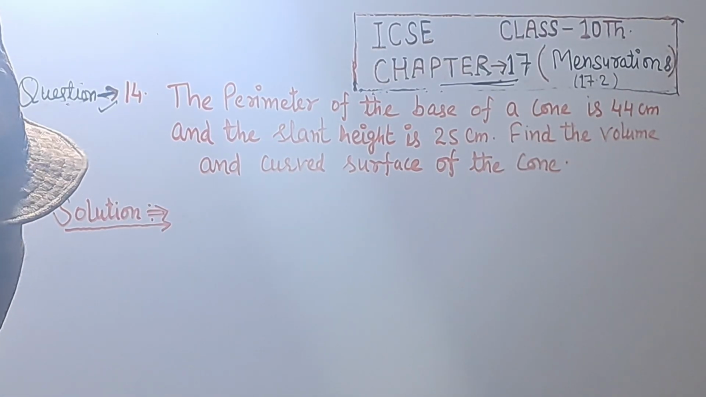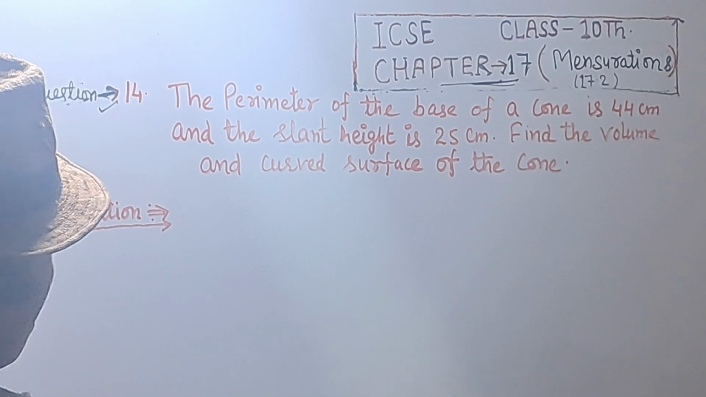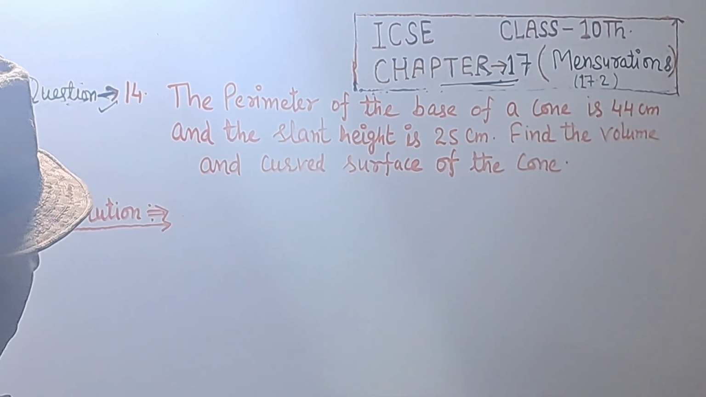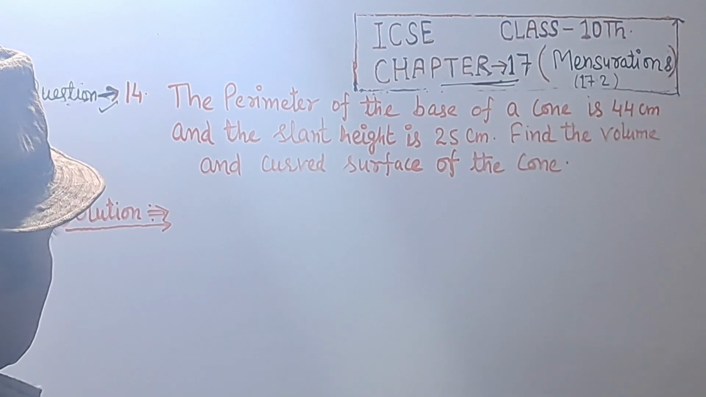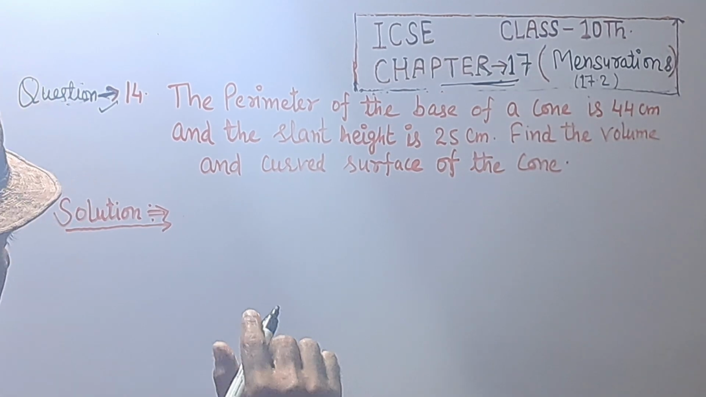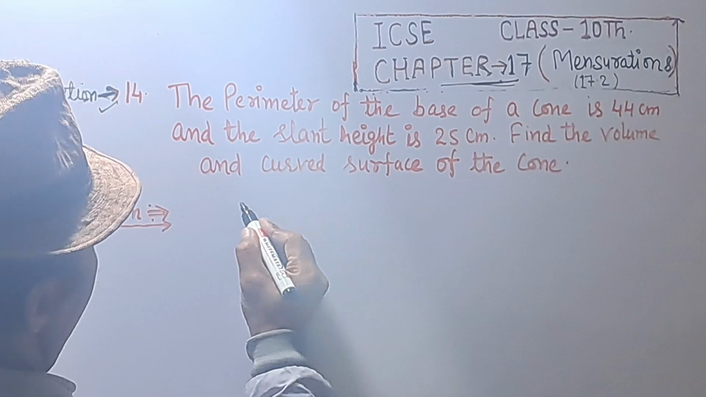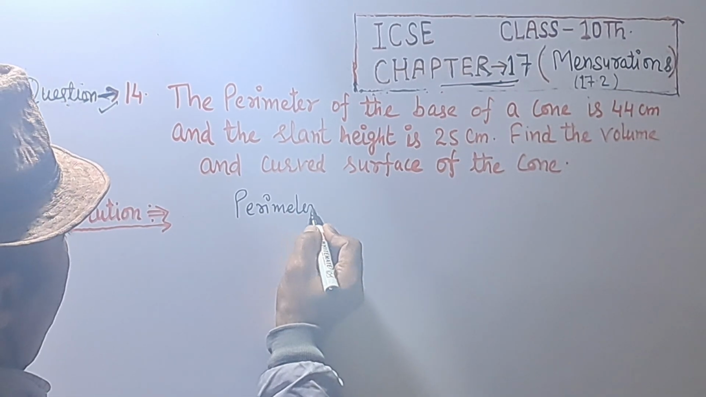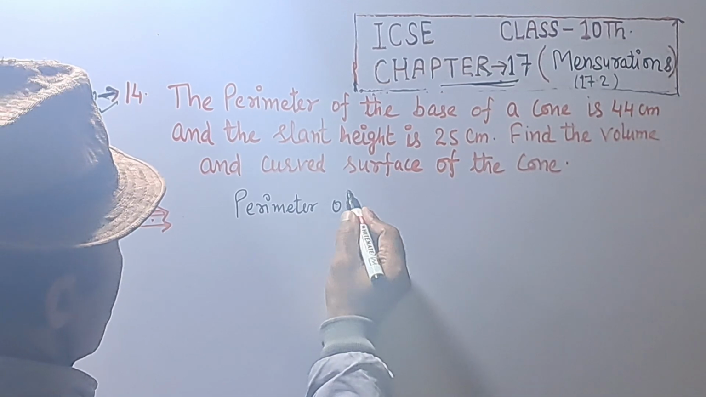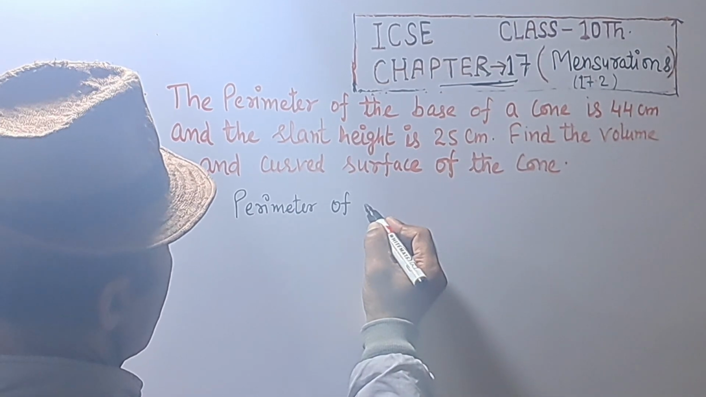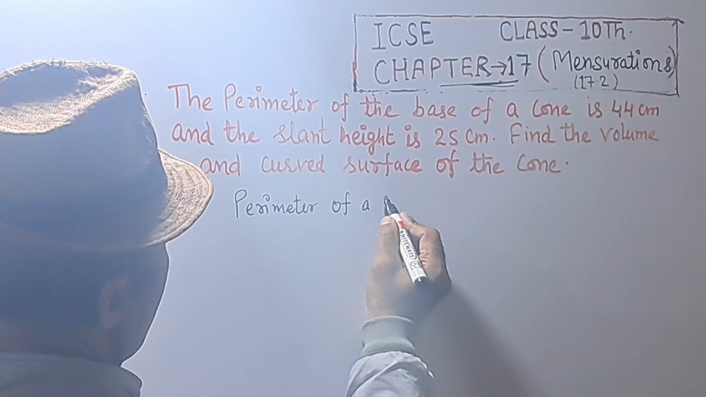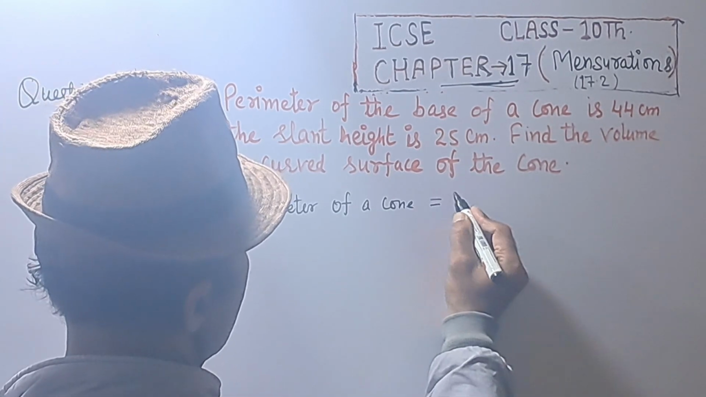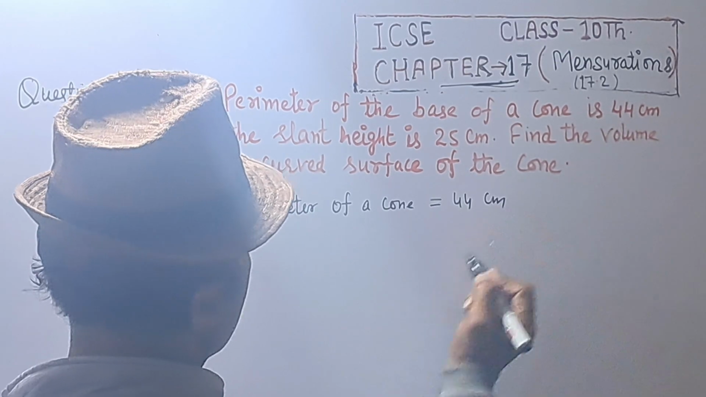Question number 14. The perimeter of the base of a cone is 44 centimeter and the slant height is 25 centimeter. Find the volume and curved surface of the cone. Perimeter of a cone equal to 44 centimeter.